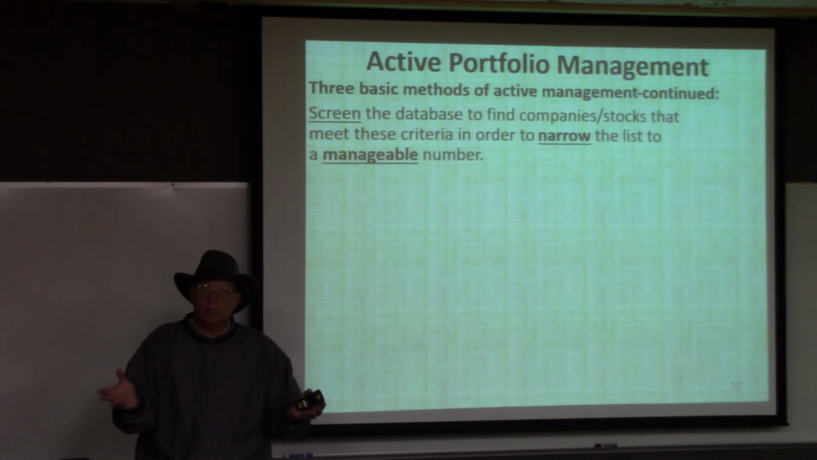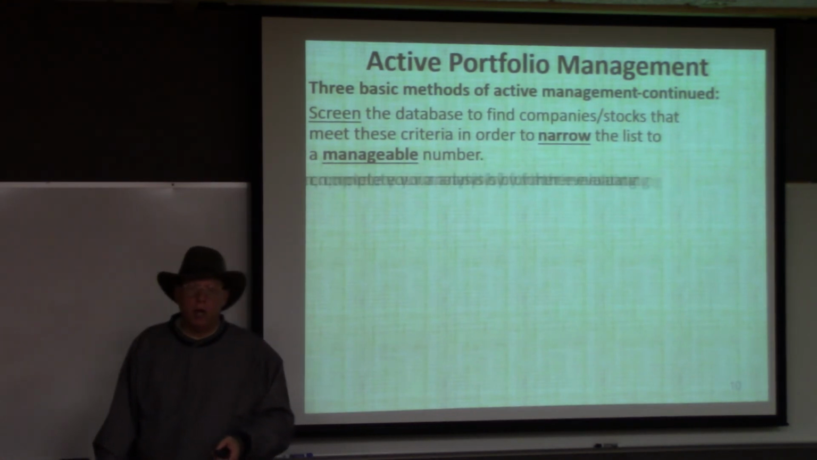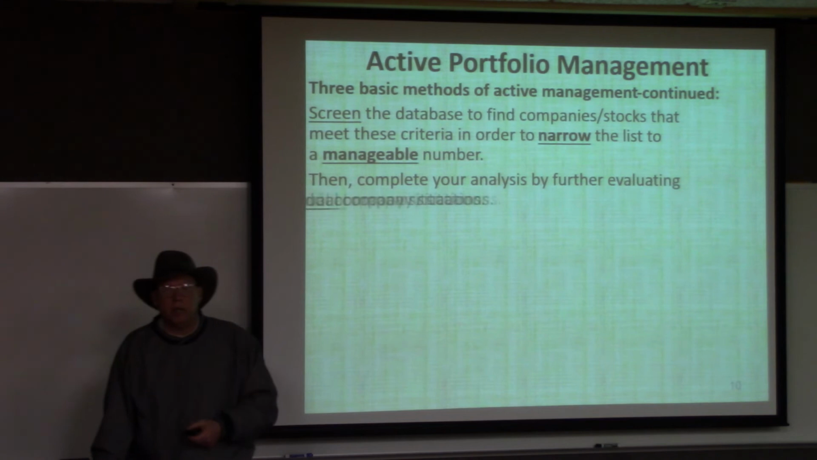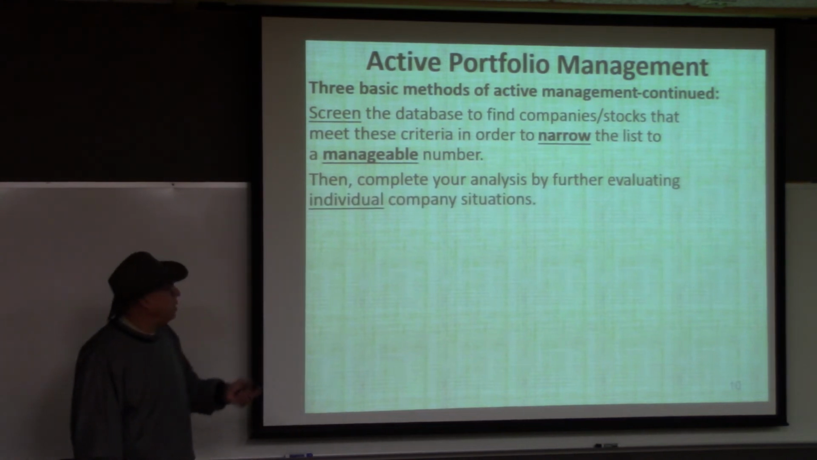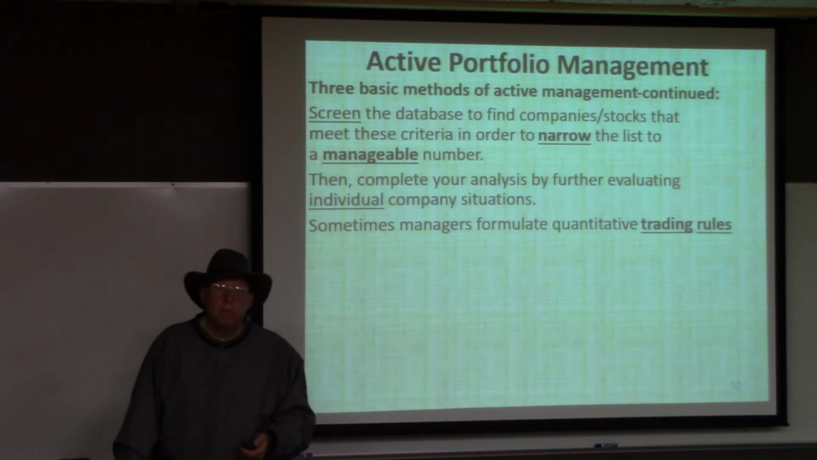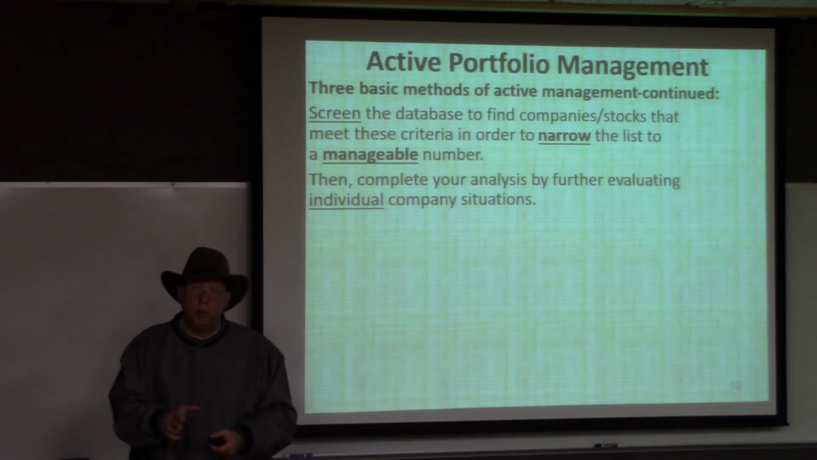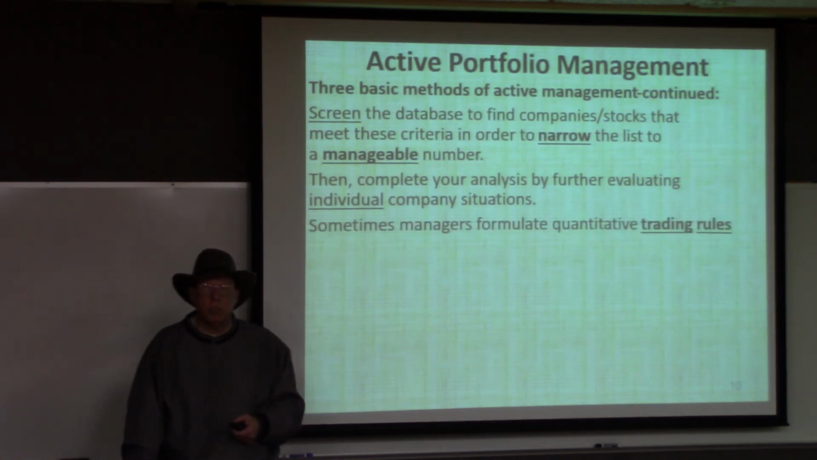So there are 10,000 stocks out there, and by the time you finish screening, you might come up with 200 stocks. And then you start going through them one at a time. You then complete your analysis by further evaluating individual company situations. What that means is you're doing a lot more work on these individual companies. You're doing your ratio analysis. You are talking to the management team. You're talking to customers of the company.